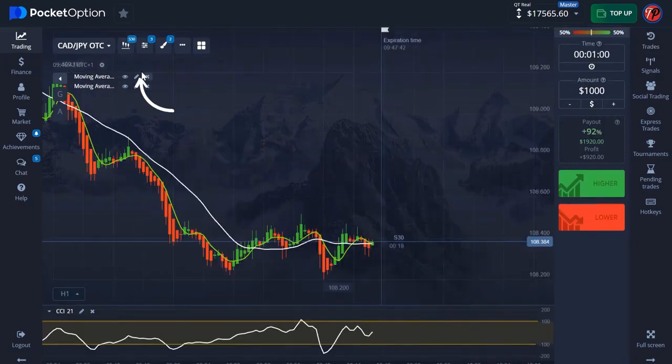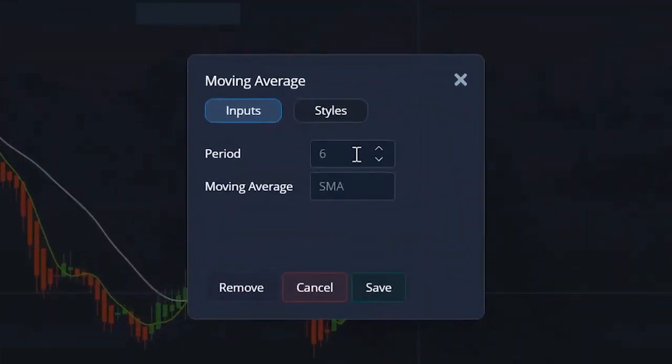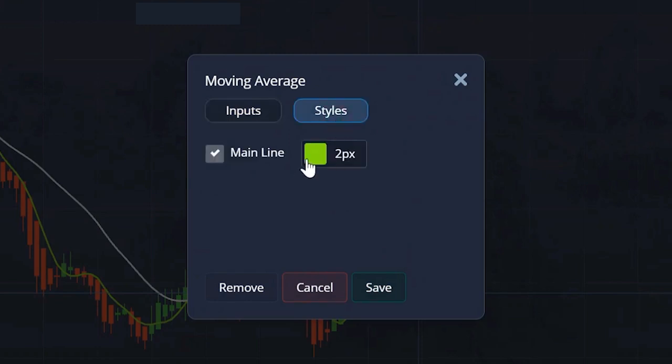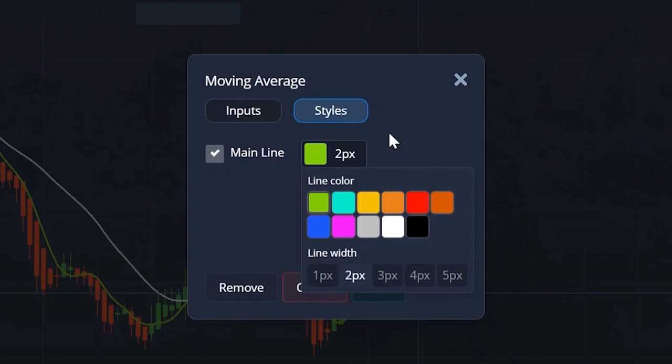The first moving average comes with a period of 6. The moving average is SMA. On the style part here, I make use of green color and I take my line to be on 2 pixels, and when you're done you hit save.